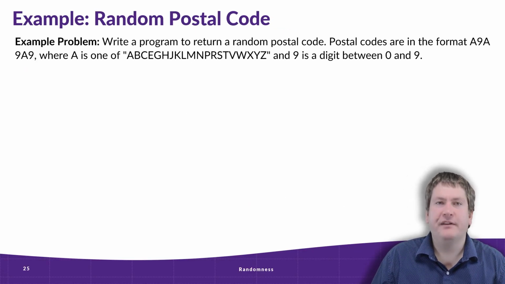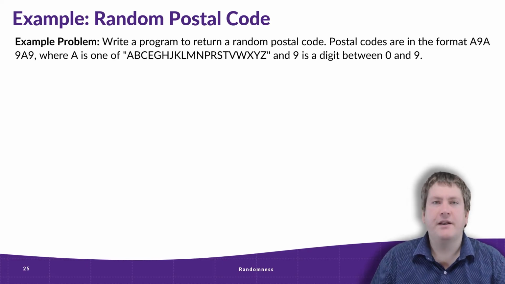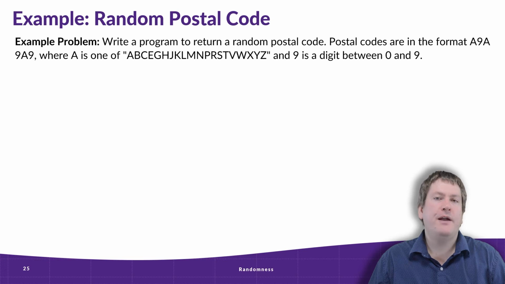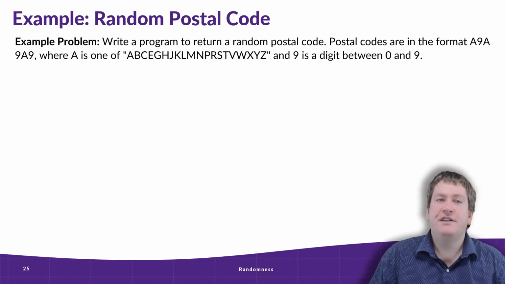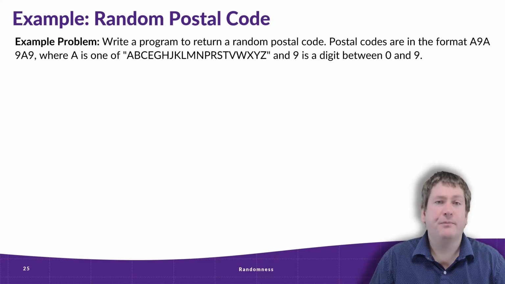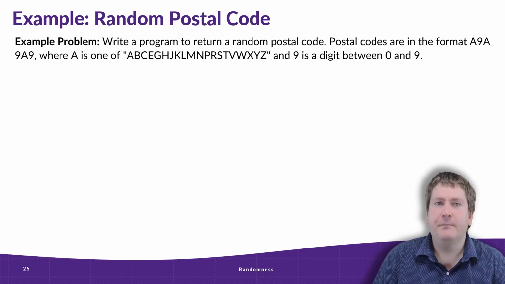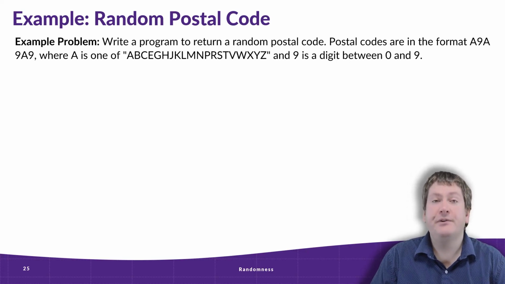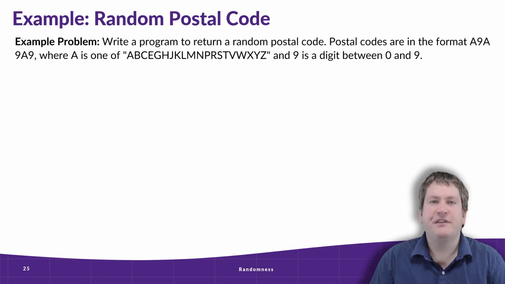Let's take a look at a more realistic example. In this case, we're trying to make a random postal code. So we want to write a program that's going to return a postal code in the format of letter, digit, letter, digit, letter, digit, which is the real format for postal codes in Canada. And those letters have a certain set of letters they can be. It's not the full alphabet. For example, D's, I's, O's are all missing here. And the reason why they do this in real life is because those characters might be confused with another letter or digit. For example, O is often confused with 0, so it's not included. The digits in a postal code can be any digit between 0 and 9 inclusive.